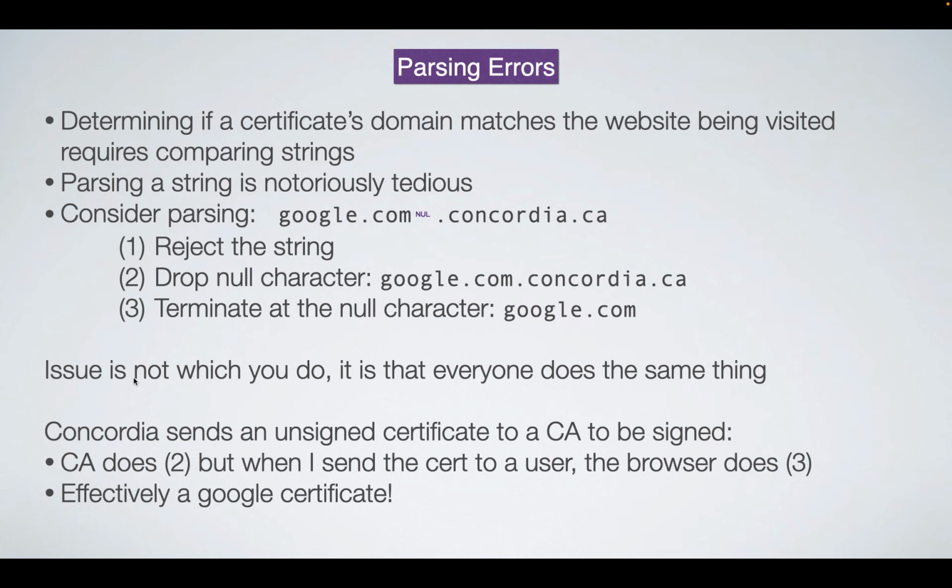So the user receives it and thinks, I'm trying to go to google.com, I have the certificate, let me see what the certificate's common name is. They go into it, and that's the point where they parse it. Because it's null terminated, they go up to google.com, hit the null character, and stop. So the browser thinks, this is a valid certificate for google.com, and lets it through. Effectively, you got a Google certificate because you exploited the mismatch between the parsing of the CA and the parsing of the browser.